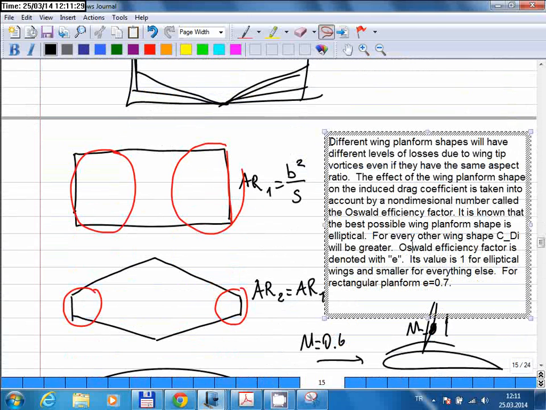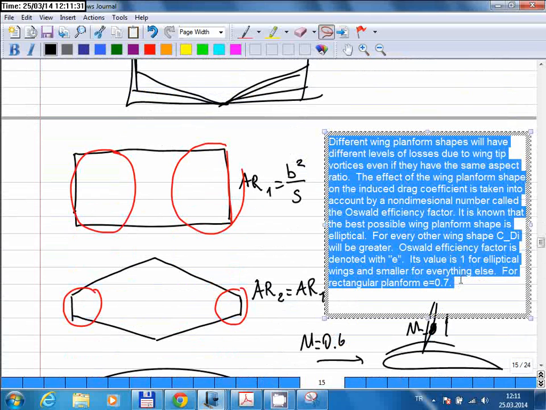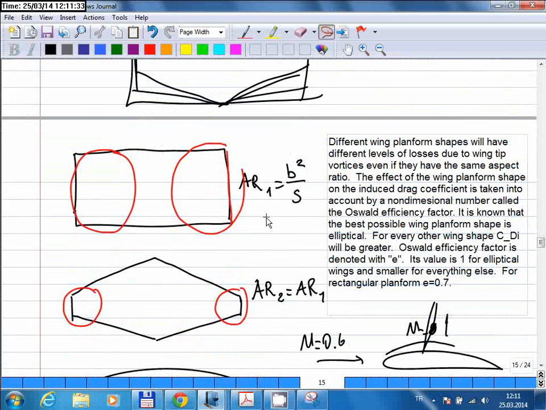So here's just another explanation of the same thing. So you can just read through this.